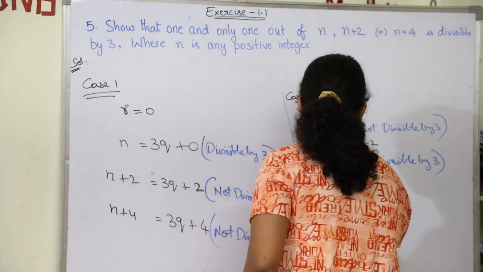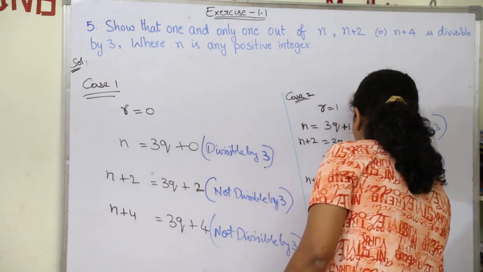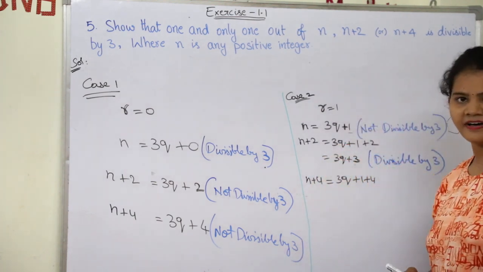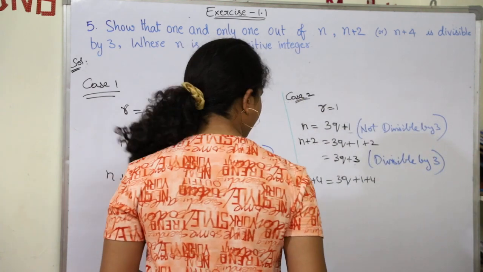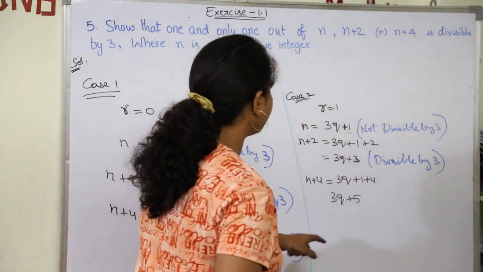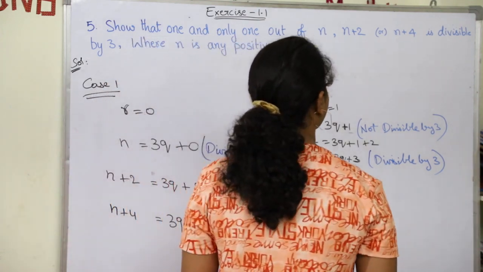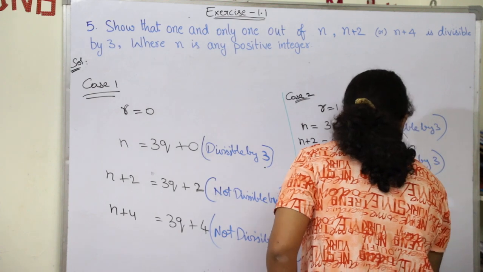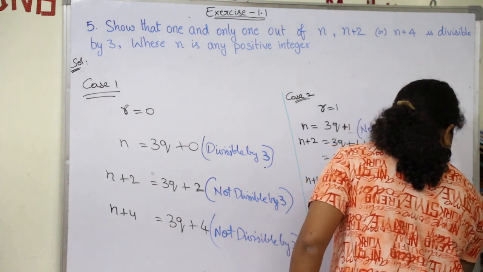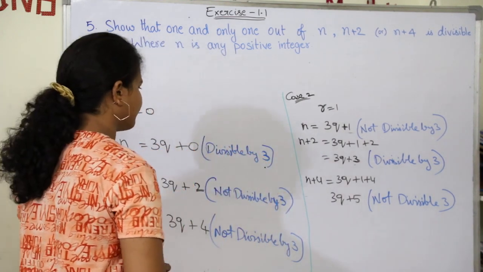Here n + 4. n + 4 = 3q + 1 + 4. So 1 plus 4 gives 5, so 3q + 5. Here the remainder is 5, right? Therefore this is not divisible by 3, since the remainder is 5.